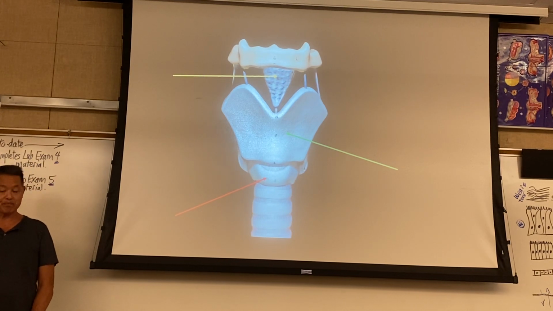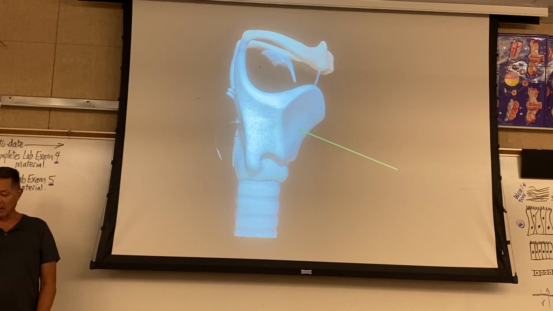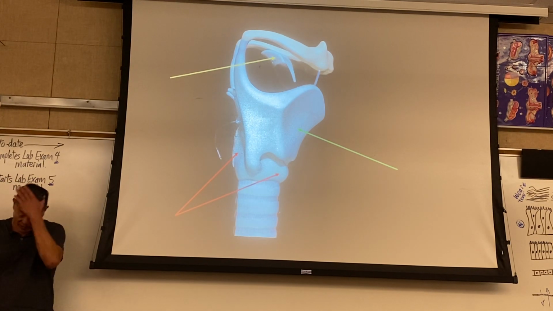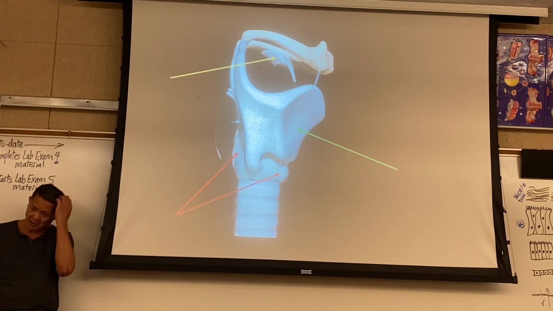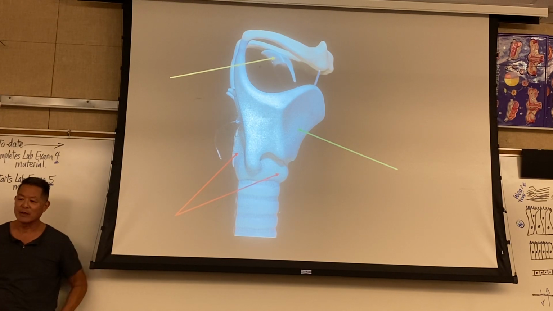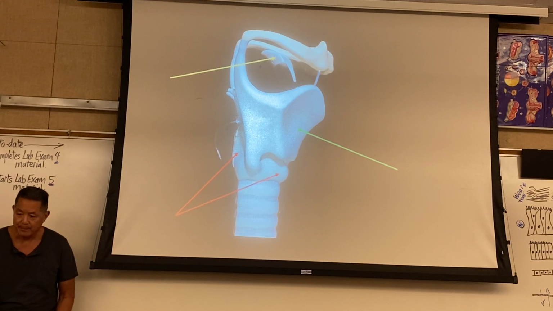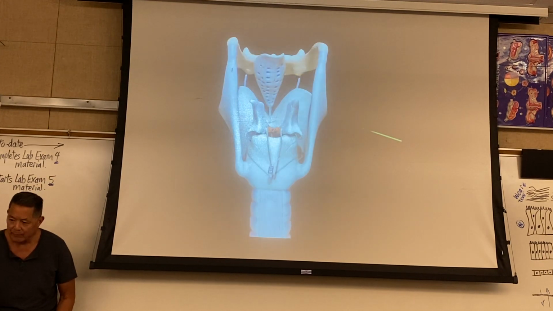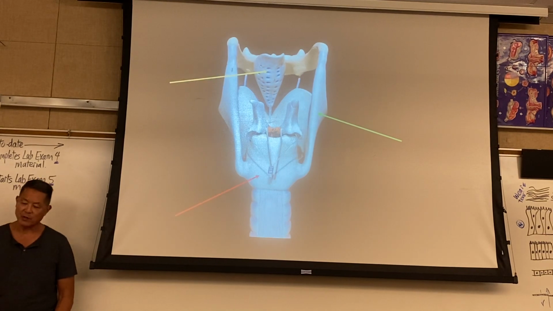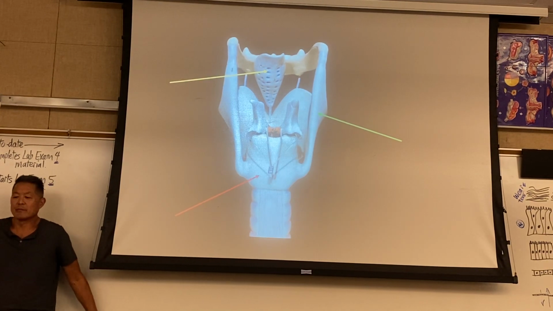Everybody got it? Yeah. All right, from the lateral side, you can see the same major cartilages. You can see that the thyroid cartilage does not go all the way around, even though it's largest. Only the cricoid goes all the way around. From the posterior, on this slide right, you can see the thyroid cartilage is wide open.